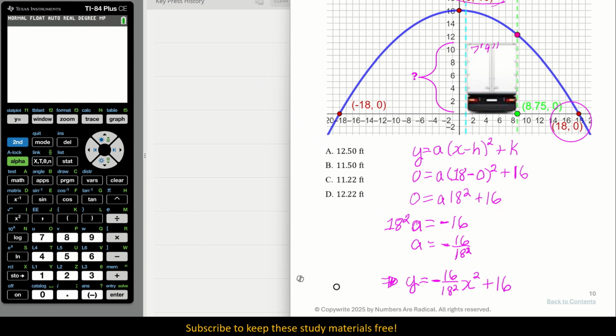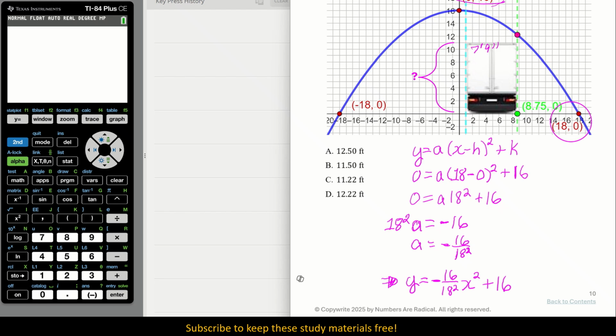Okay, now I need to know, what do I need to do to get that height? All right, so what I need to do is this. I know that the width of the truck is 7 feet 9 inches. And how far over is that going to be? Also plus 1 foot.